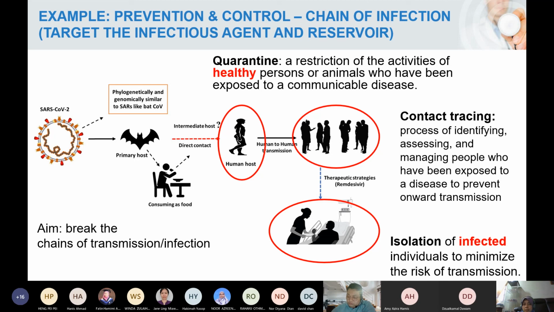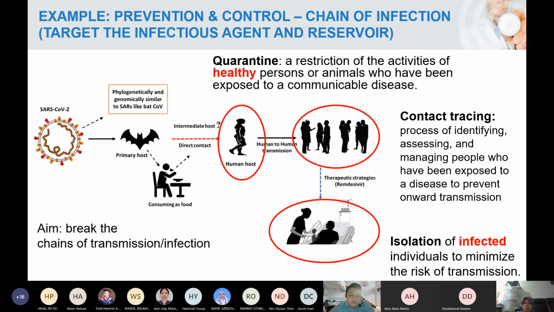Okay, quarantine. Quarantine also has many issues. It is a restriction of activities of healthy persons. Healthy persons. Returning from overseas, or from Sabah, you must be quarantined. Even in August, when students could still enter for matriculation or pre-university level, all students from Sabah or from Kedah needed to be quarantined in a different hostel. Other students could enter other hostels. So it's quarantine. They are healthy.